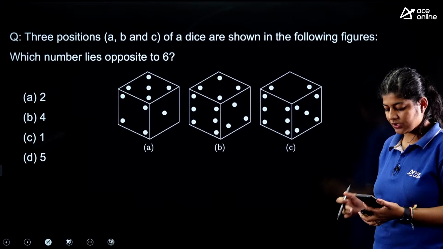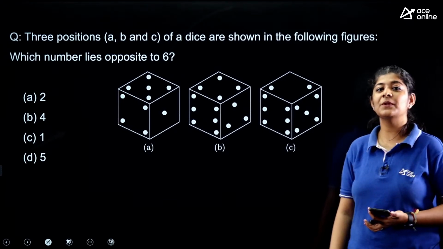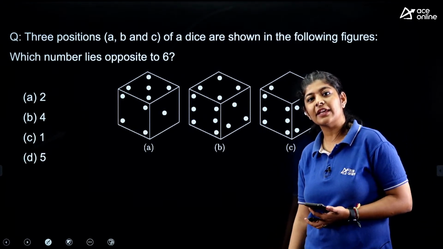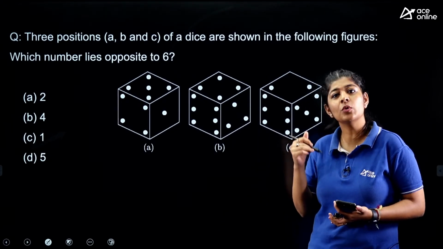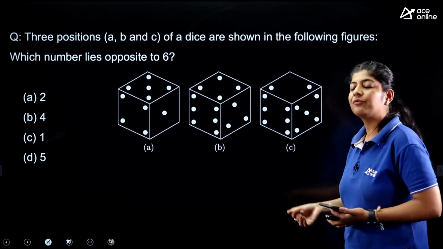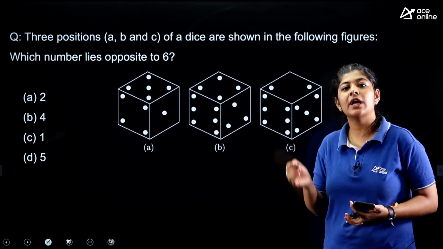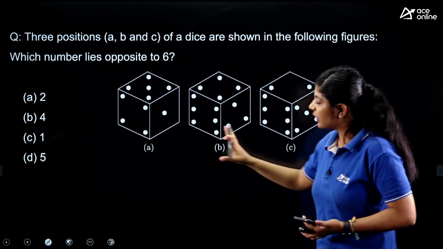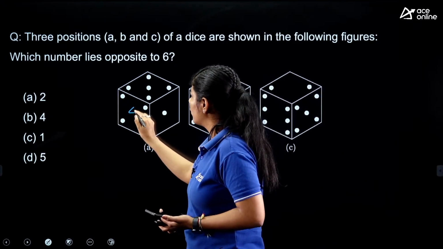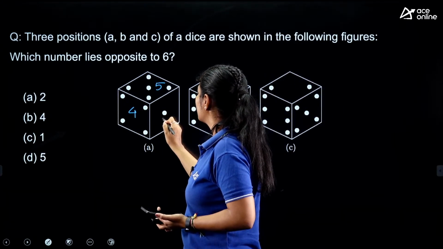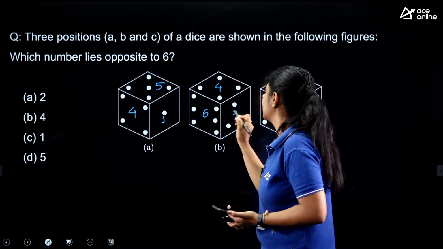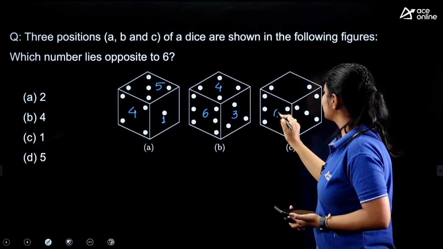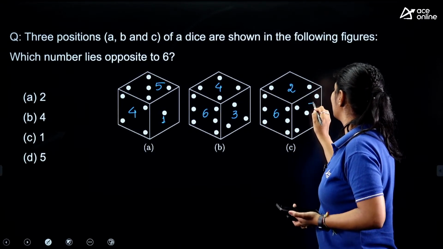Anyone in the comment section? It's a very simple one. Again, we need to take care of the same property that opposite pairs can never be adjacent to each other. And what we have to do is simply find out the opposite of 6. So here I can see that I am having 4 dots, 5 dots, 1 single dot, 6 dots, 4 dots, 3 dots, right? Here I am having 6 dots, 2 dots and 5 dots.